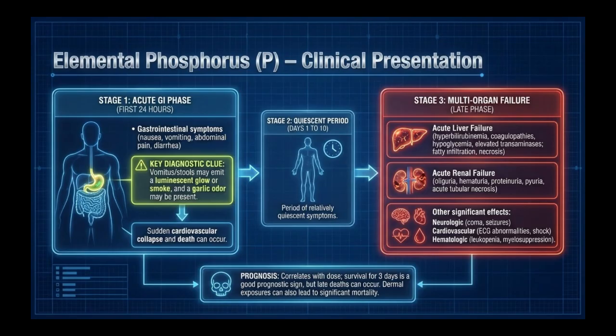This includes acute liver failure, which presents with symptoms such as high bilirubin levels, blood clotting problems, low blood sugar, and elevated liver enzymes. Additionally, there is acute kidney failure, evidenced by decreased urine output, blood in the urine, protein in the urine, pus in the urine, and damage to the kidney tubules. Encephalopathy, arrhythmias, and cardiogenic shock are also common. Liver injury during this stage is usually located around the portal areas, with fatty infiltration and extensive tissue death.